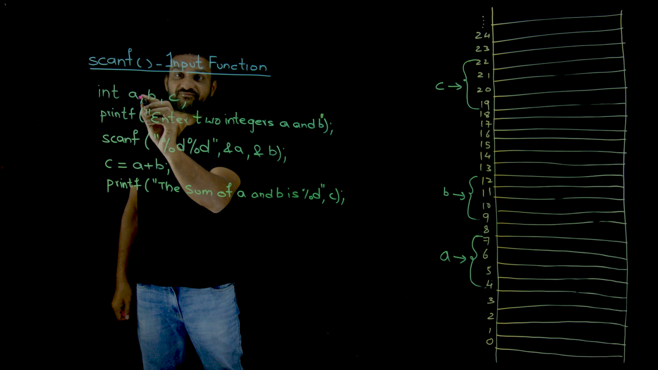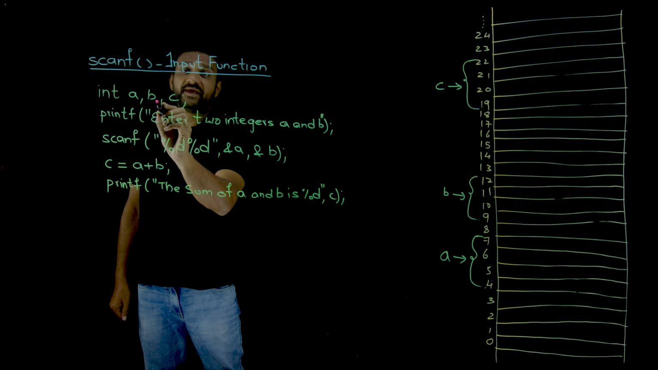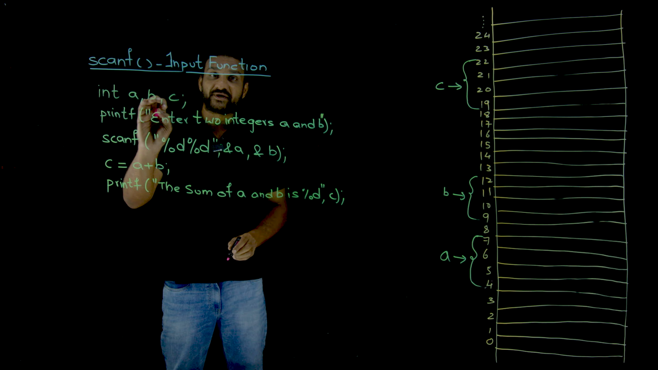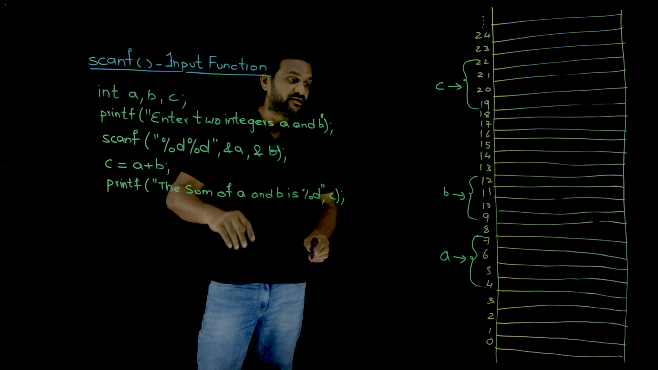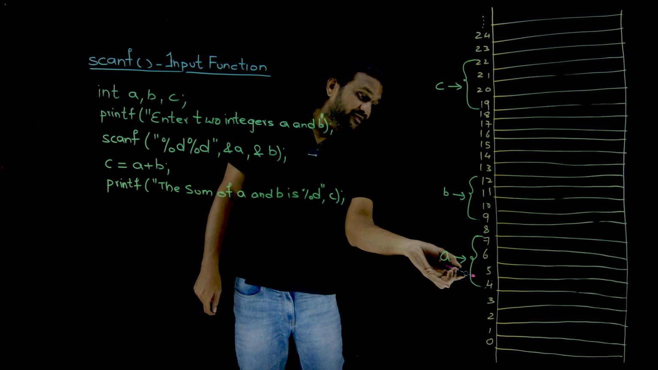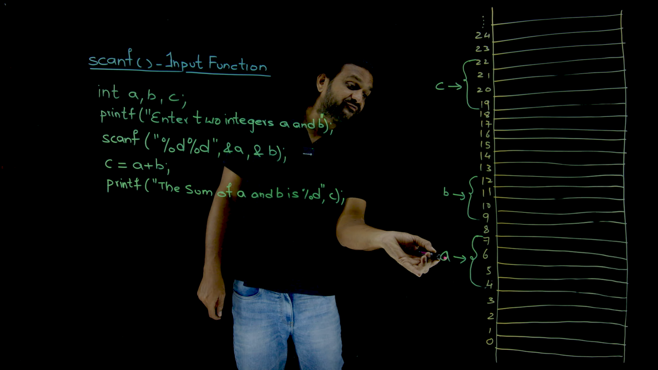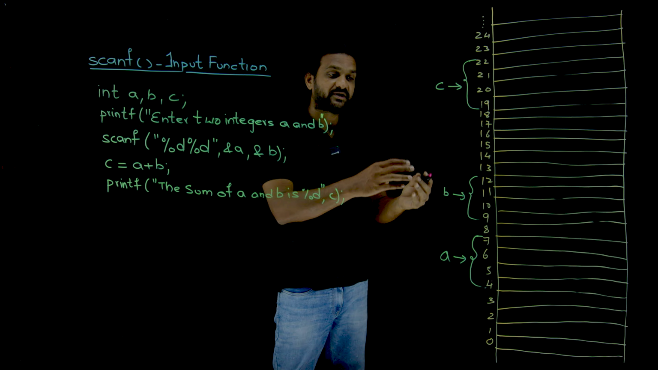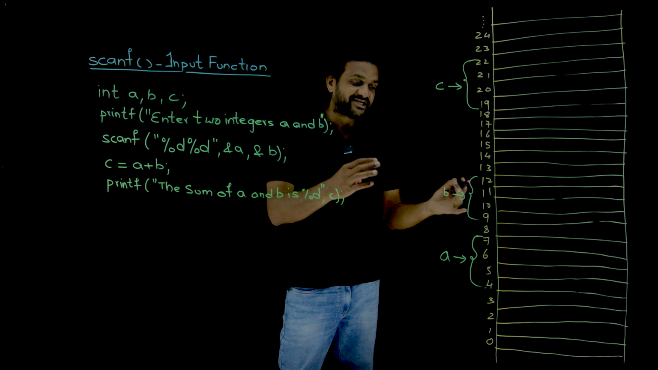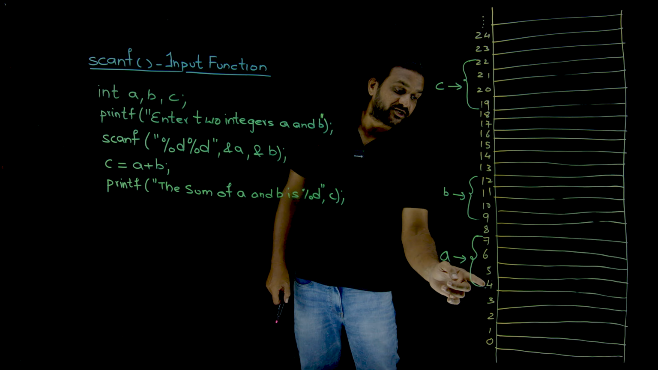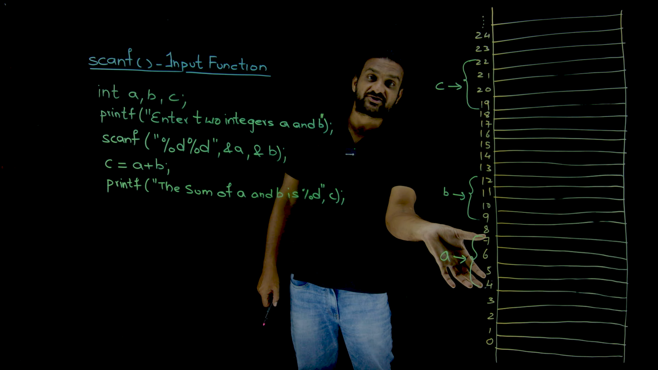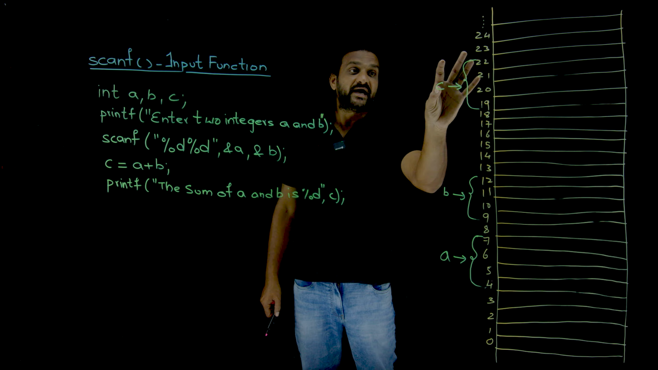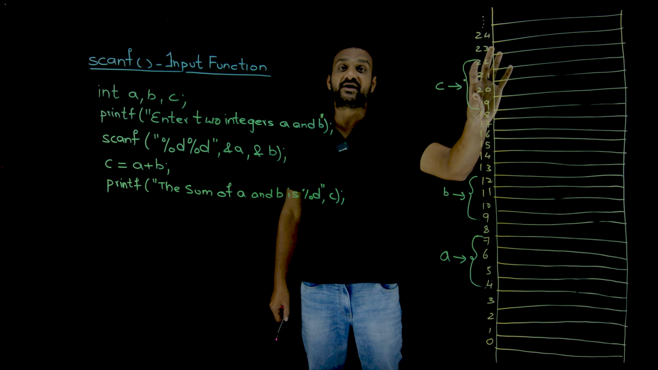In the first line of code, int a, b, c, we have provided three variables of type integer. Now what happens on the memory? The memory will be allocated for each and every variable randomly. The compiler is going to allocate memory for a, b, c. Let's assume that these 4 bytes of space have been allocated for a, these 4 bytes for b, and these 4 bytes for c.